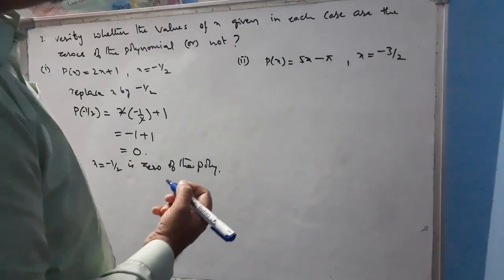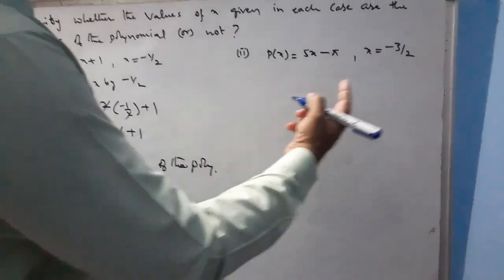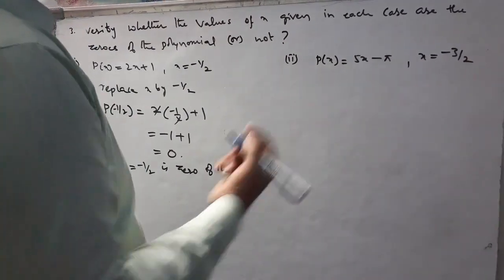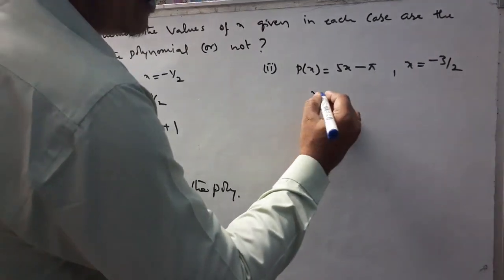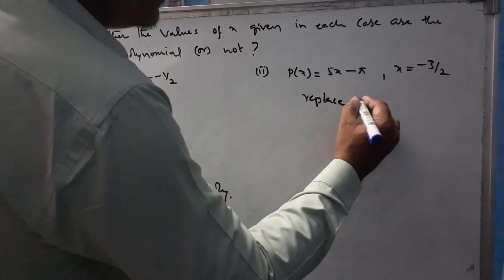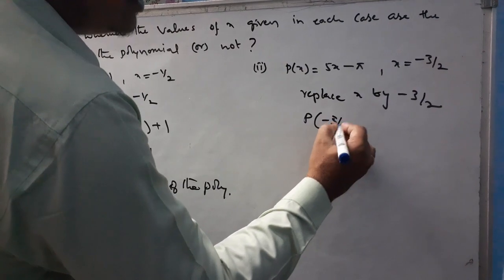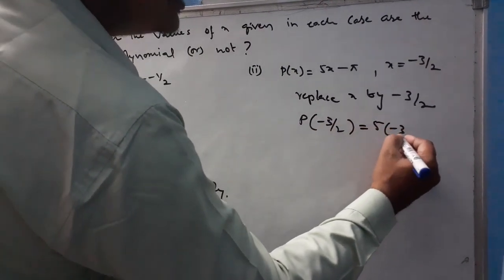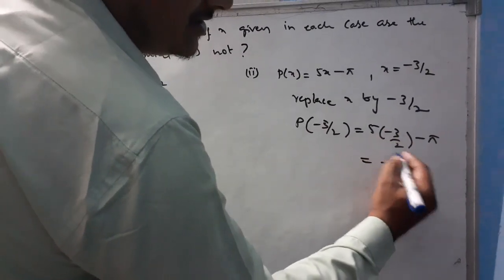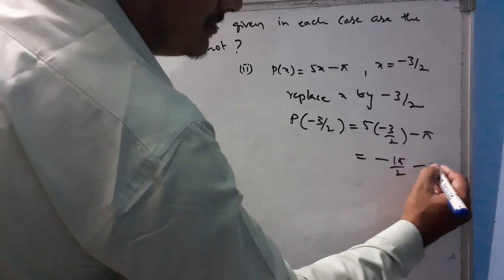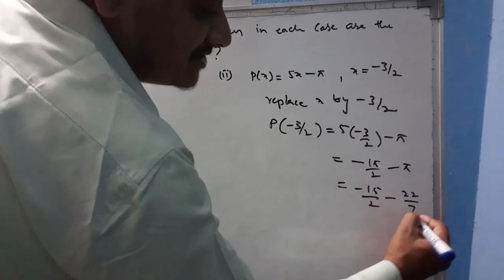p of x is equal to 5x minus pi, x is equal to minus 3 by 2. Now we have to verify whether x equal to minus 3 by 2 is a zero of the polynomial or not. For this we replace x by minus 3 by 2. So here p of minus 3 by 2 is equal to 5 into minus 3 by 2 minus pi. So here it is minus 5 3s are 15 by 2 minus pi. So that is minus 15 by 2 minus 22 by 7.